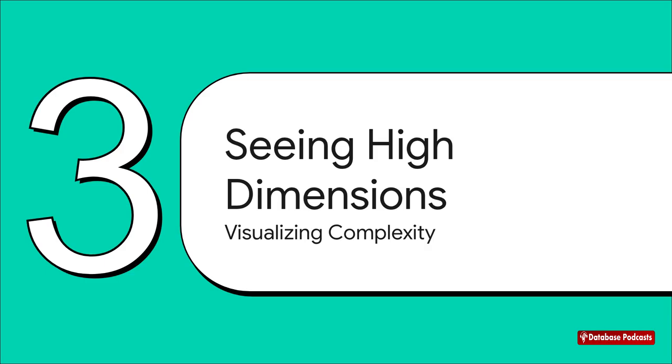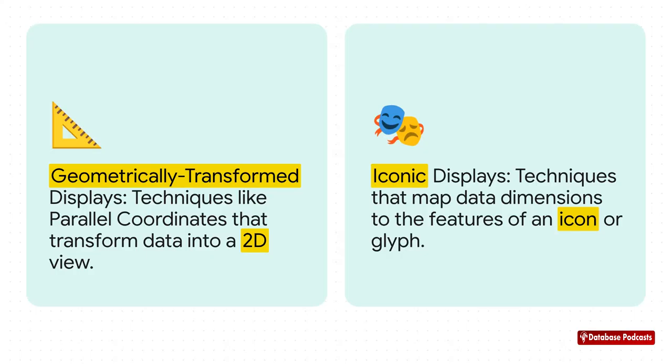Okay, so we've got our strategy down. But what happens when your data has dozens, maybe even hundreds of different variables? How in the world do you visualize that? Let's get into the techniques for seeing in high dimensions. It really boils down to 2 main approaches. On one hand, you have geometrically transformed displays. This is where you use clever math to kind of squish all those dimensions onto your flat 2D screen. And on the other hand, you have iconic displays, which is a totally different idea. Here, you turn every single data point into its own tiny icon, and the features of that icon, its shape, its color, its size, are all driven by the data.